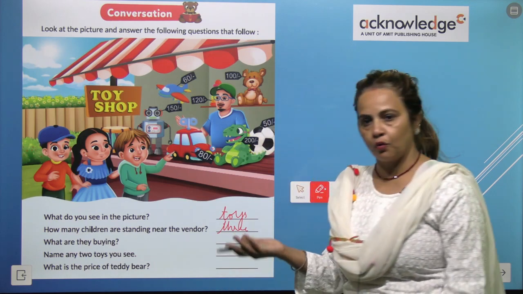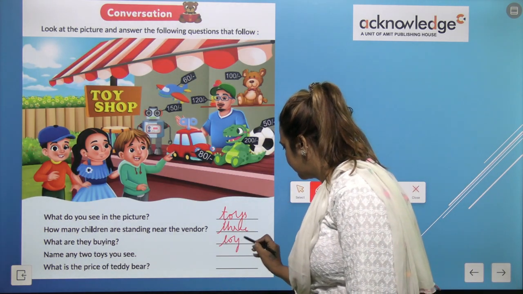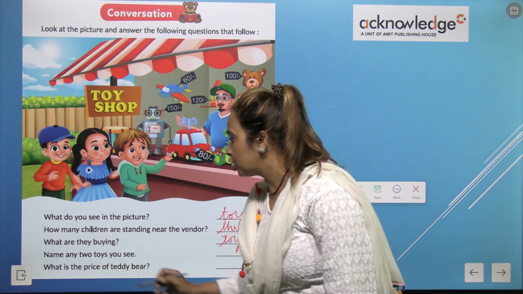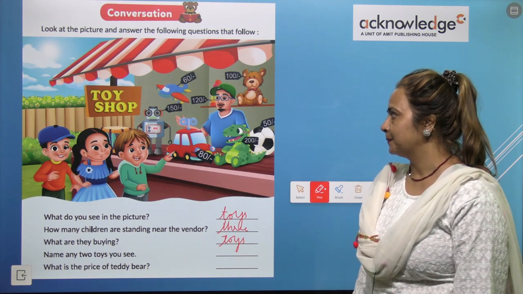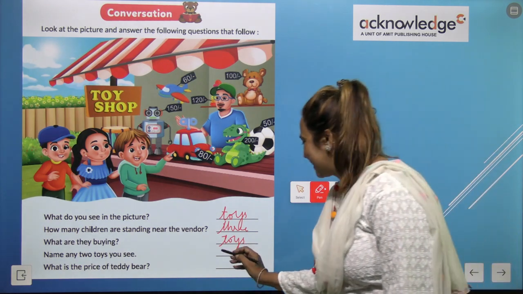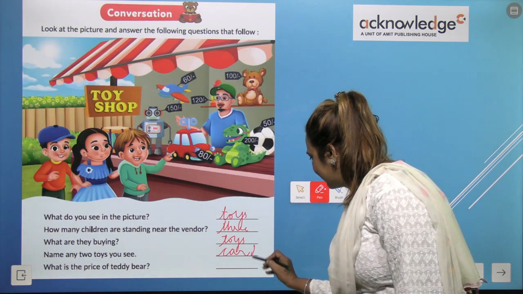What are they buying? वो क्या खरीद रहे हैं? They are buying toys. Name any two toys you see. दो toys के नाम बताओ जो आपको दिख रहे हैं. Come on, come on. Yes. Car. And football.